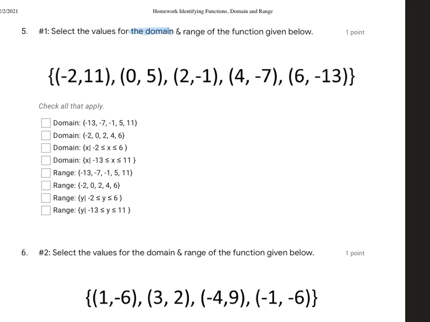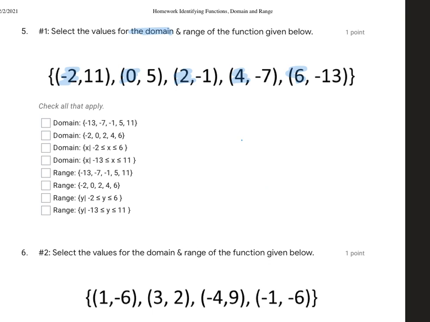Okay, so we know that the domain is the x values, and this is just a set of ordered pairs that are graphed, right? So if I were going to graph all of these, it would look like just a bunch of ordered pairs. So I literally need to just write out each of the x values. So in order to do that for the domain, you just need to find the one that lists all those numbers.